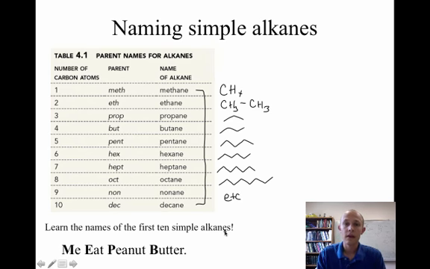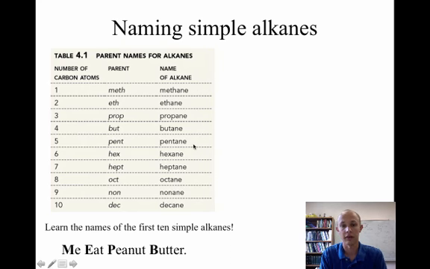etc. So first thing that you want to do is, if you see a name, you want to be able to draw the structure, or if you see the structure, you want to be able to draw the name. These 10 are relatively straightforward, but we're going to use these names to name pretty much all other more complicated alkanes, which we'll talk about here in a second.